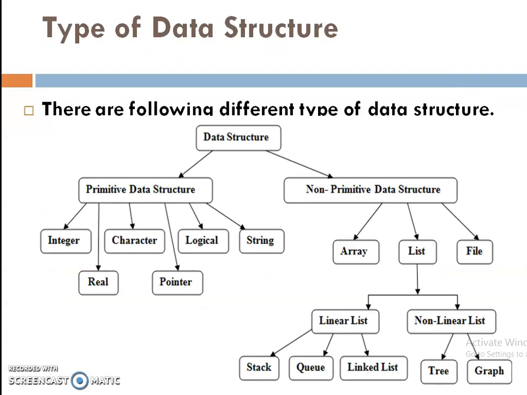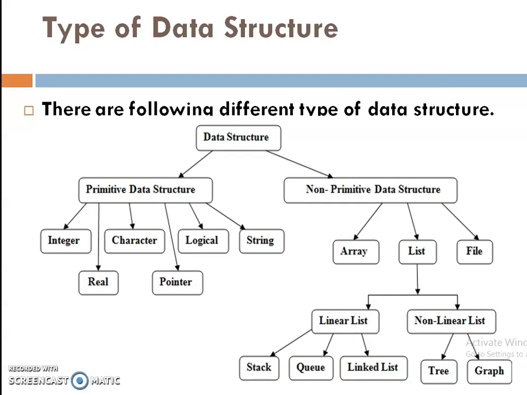Now the most important question is types of data structure. There are the following different types of data structure. First, primitive data structure, and second, non-primitive data structure. Primitive data structure has 6 types. First, integer, second, real, third, character, then fourth, pointer, then fifth, logical, and last, string.